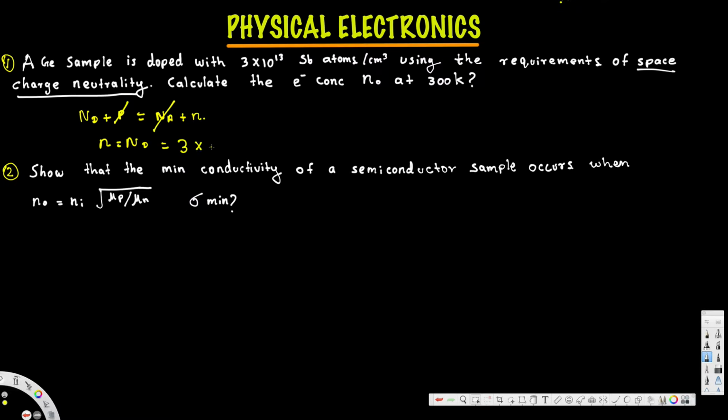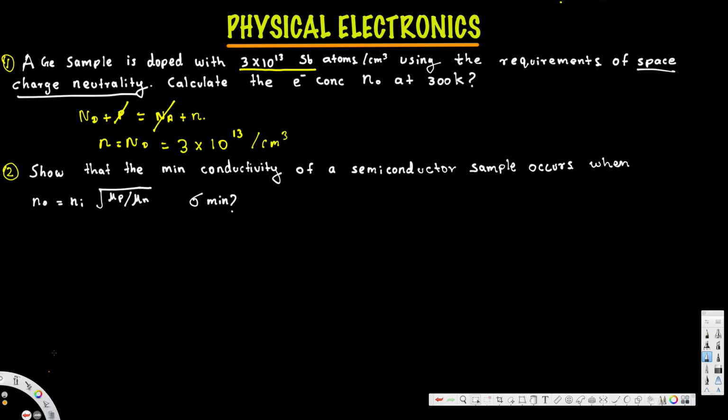So we don't have to plug in any equation or anything. The value is directly giving the answer, right? So that's 3 times 10 to the power of 13 per centimeter cube. So this is going to be the answer for the first question.